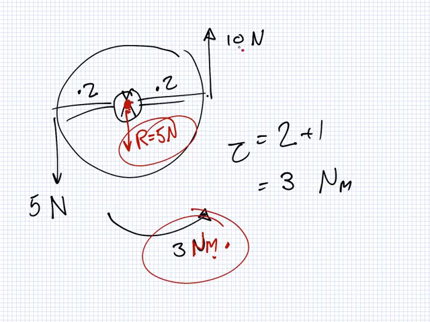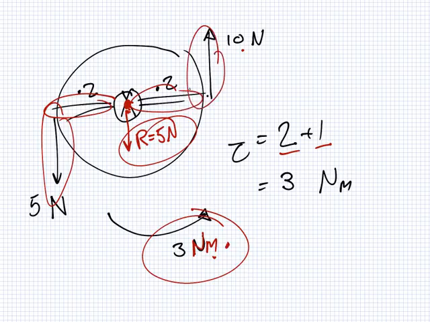Since they're going in the same direction, can we just add them up? The 5 and the 10? Not the 5 and the 10, but the 2 and the 1. Aren't they the same? Oh, no, I wouldn't be thinking about it this way. Think about it as this turning force plus this turning force, not this force plus this force.